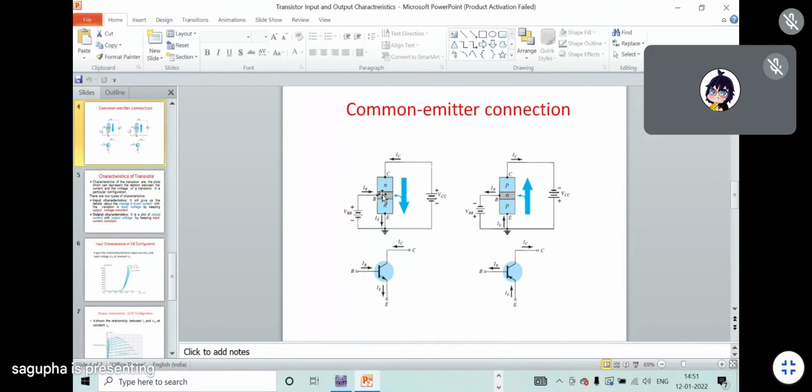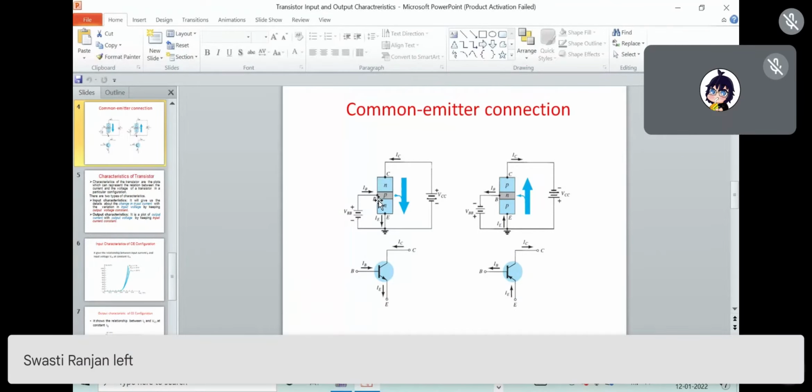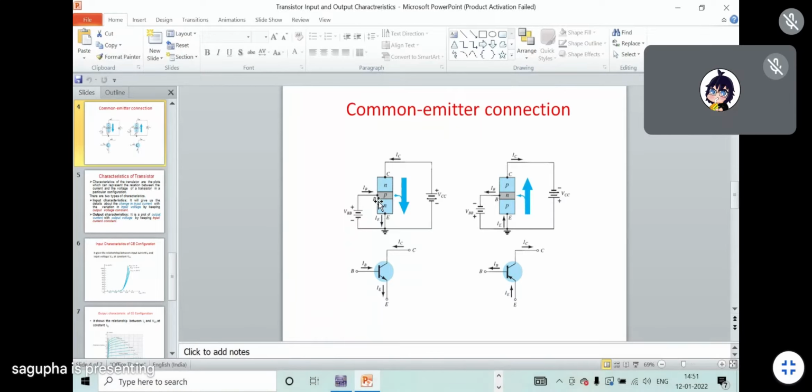Okay. As the depletion region width increases, very less concentration will remain. That's why my IB will be decreasing. Okay. This is the reason. If I increase the reverse bias voltage, the IB current will go on decreasing. Okay. All of you understood this?